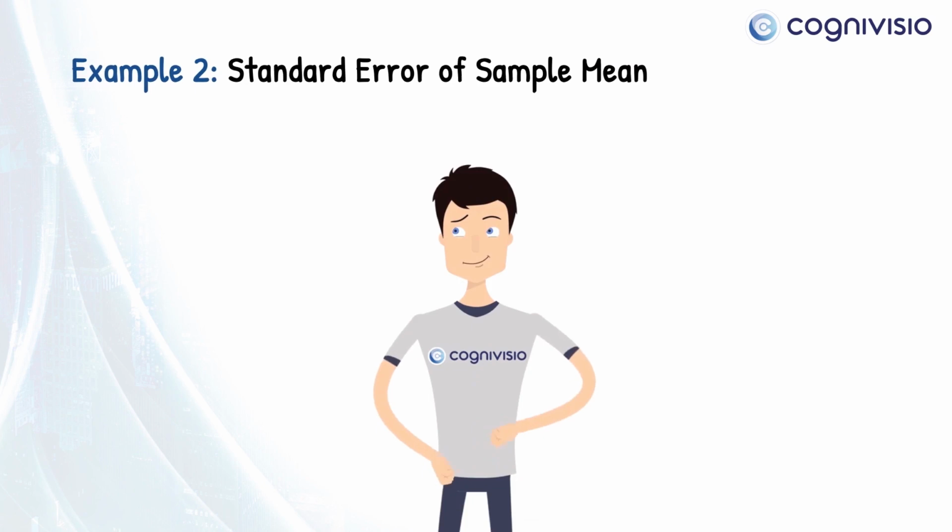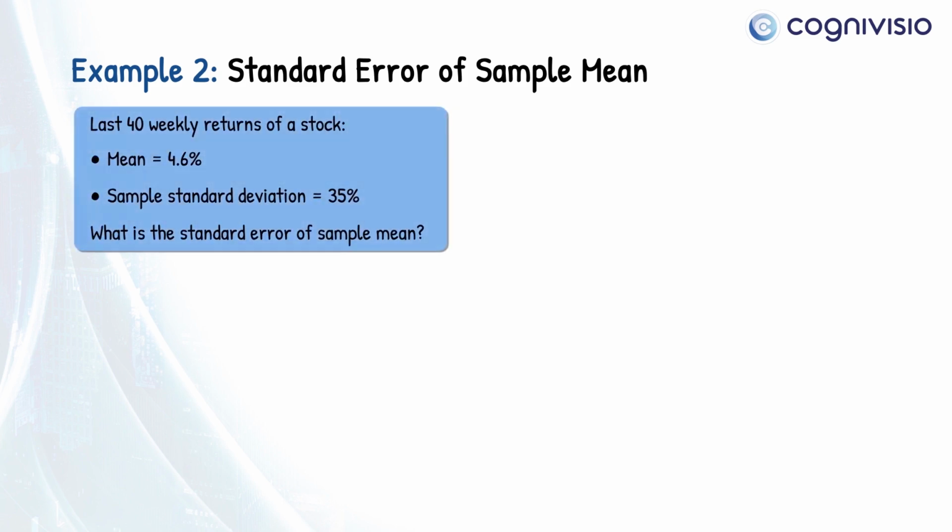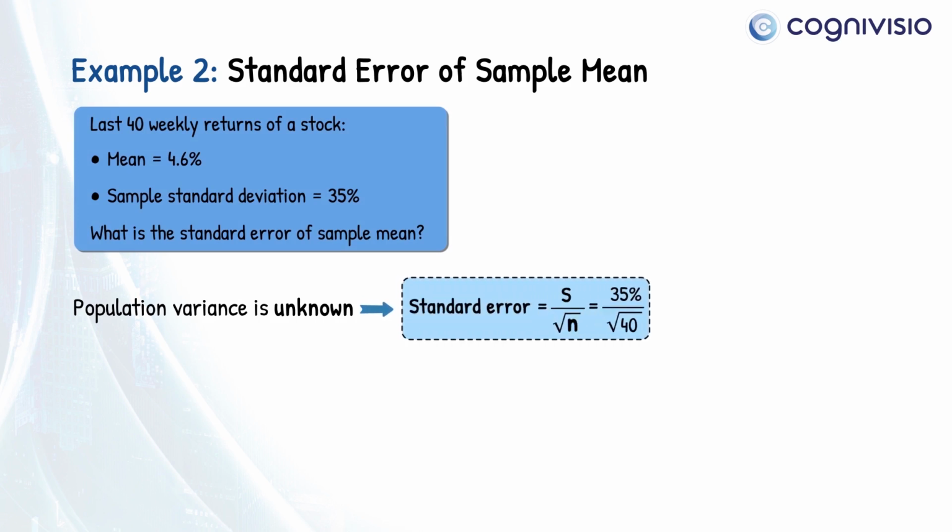Let us consider another example. Suppose that the mean of the last 40 weekly returns of a stock is 4.6% and the sample standard deviation s is 35%. What is the standard error of the sample mean? Since the population variance is not known, use now the second formula. We divide 35%, which is the standard deviation, by the square root of 40, the sample size, which gives 5.5%.